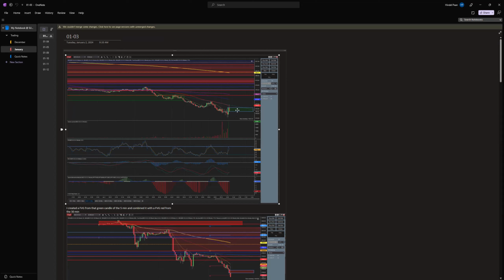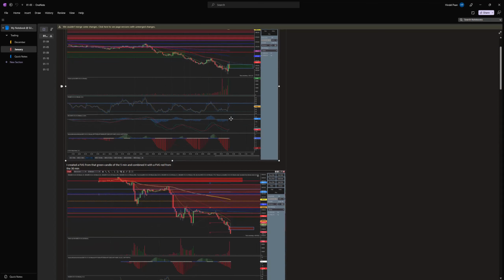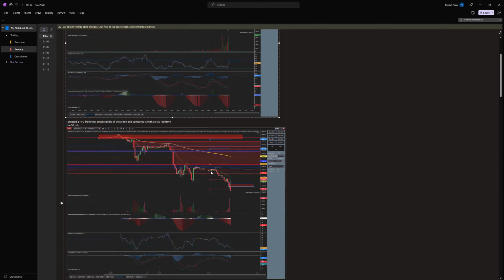This is a fair value gap that I drew, because I saw this and then the red line was coming in. And this was the 30-minute actually.